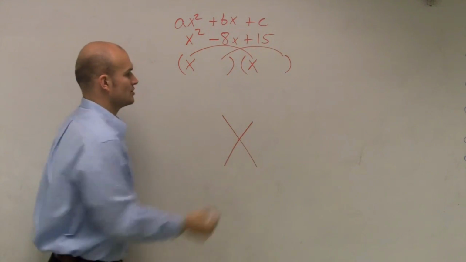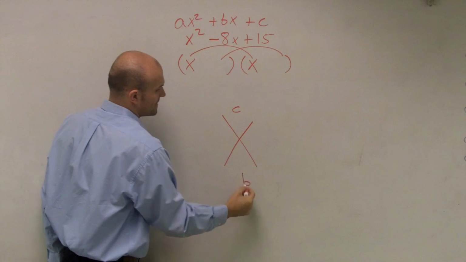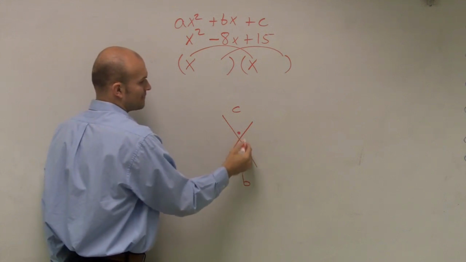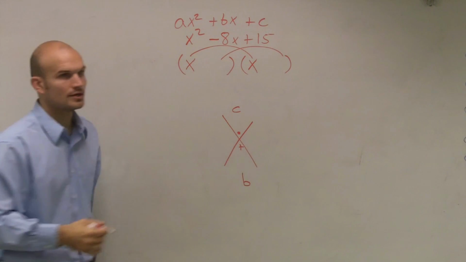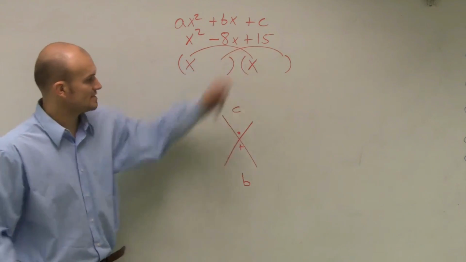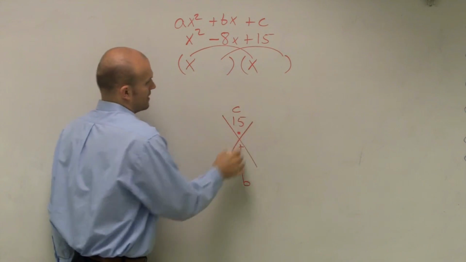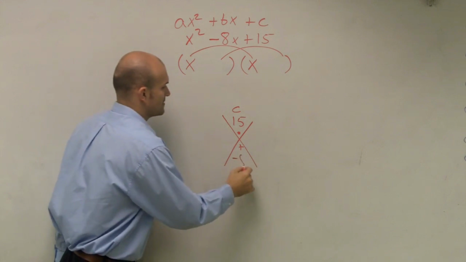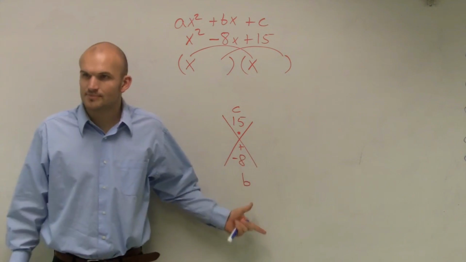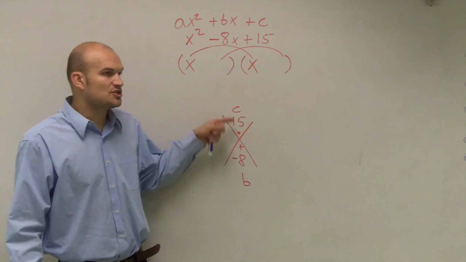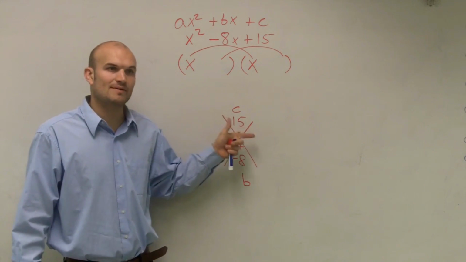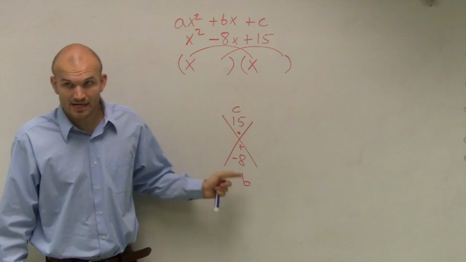So therefore, I told you to write C up here, B on the bottom, make a little dot for multiplication, and a plus for addition. So C was equal to 15, and B was equal to negative 8. Now, why do we use this? Because I want you to figure out what two numbers multiply to give you 15, but add to give you negative 8.